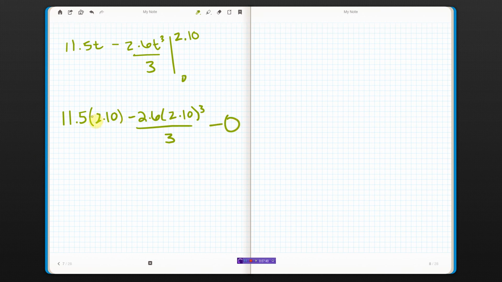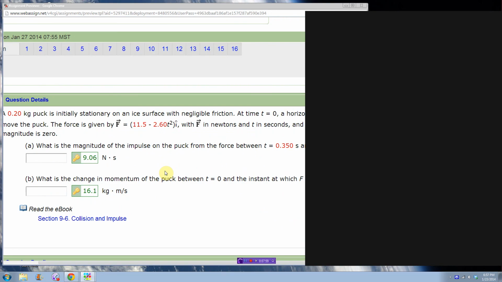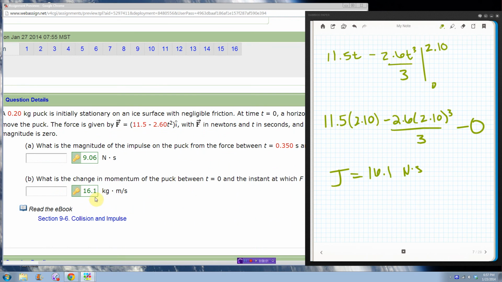Basically it's all this minus 0, which means I don't really care about the second part. This is all impulse, by the way. All I need to do is put this in a calculator, and when I do that, I get 16.1 if I round to 3 significant figures. And yep, that is what I've got, 16.1. Now they have kilogram meters per second, but remember that's the same thing as Newton seconds, so we're good.